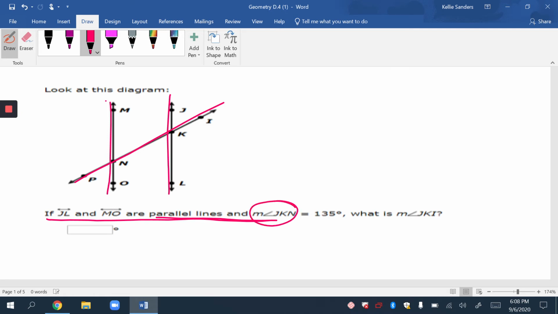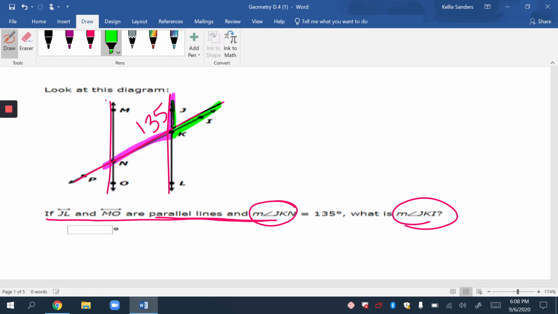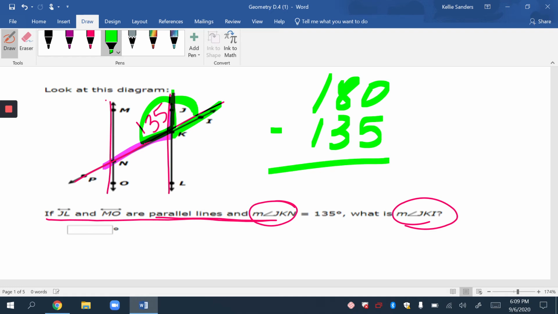So the measure of angle JKN, where is JKN? From J to K to N is 135. What is the measure of JKI? From J to K to I, how much is this? If these two angles are adjacent, which means that they're next to each other, they're not going to be congruent. They are going to be supplementary. So you're going to take 135 and subtract from 180 and get 45.